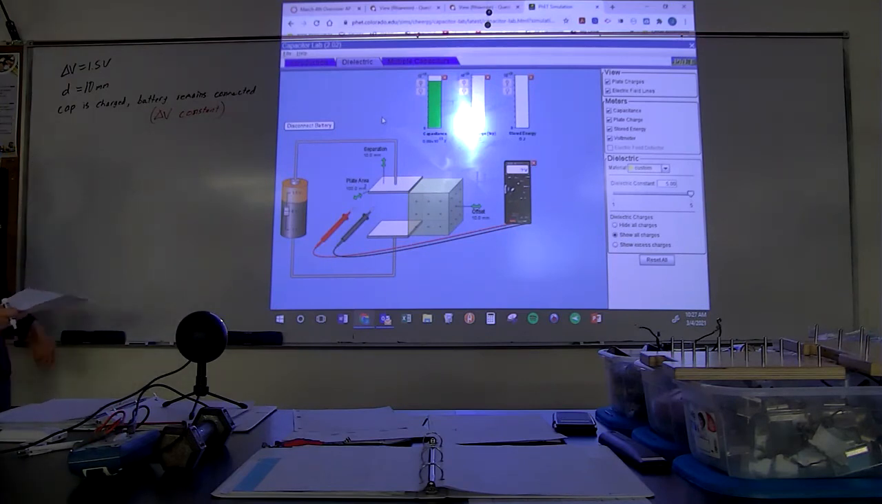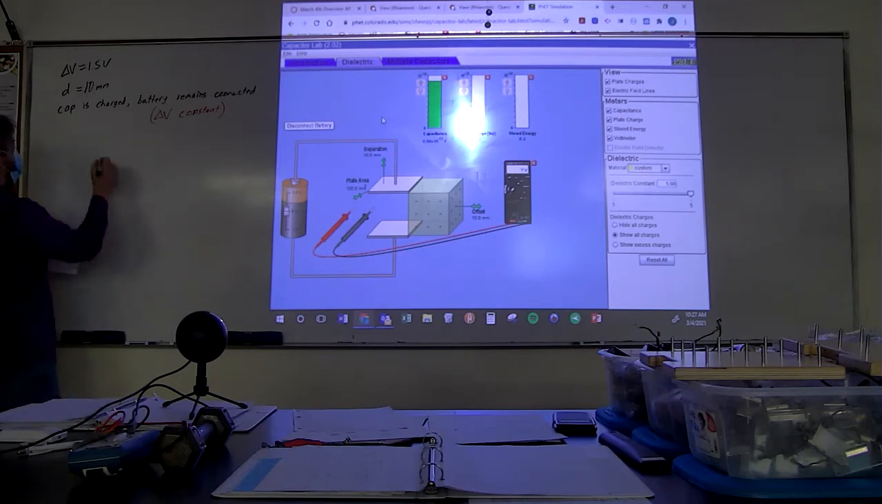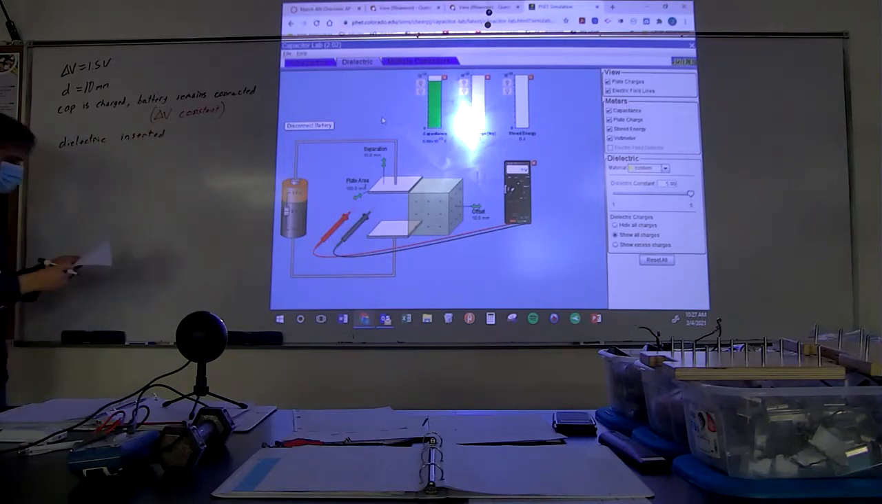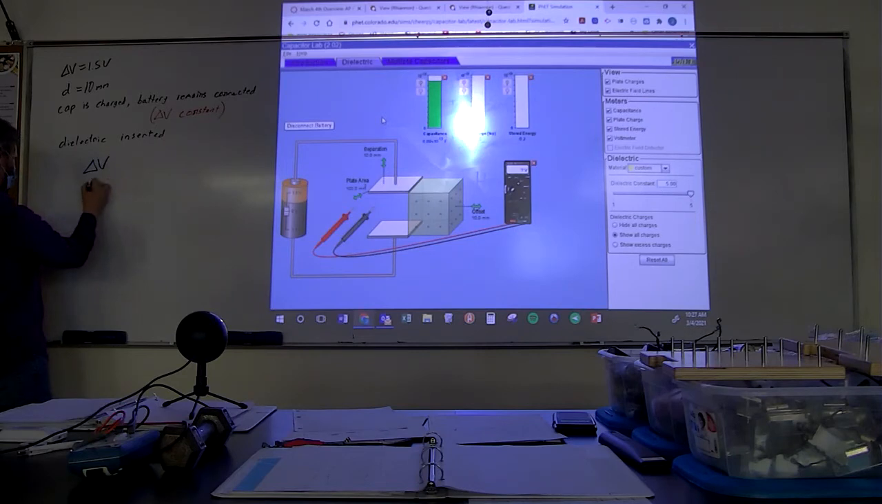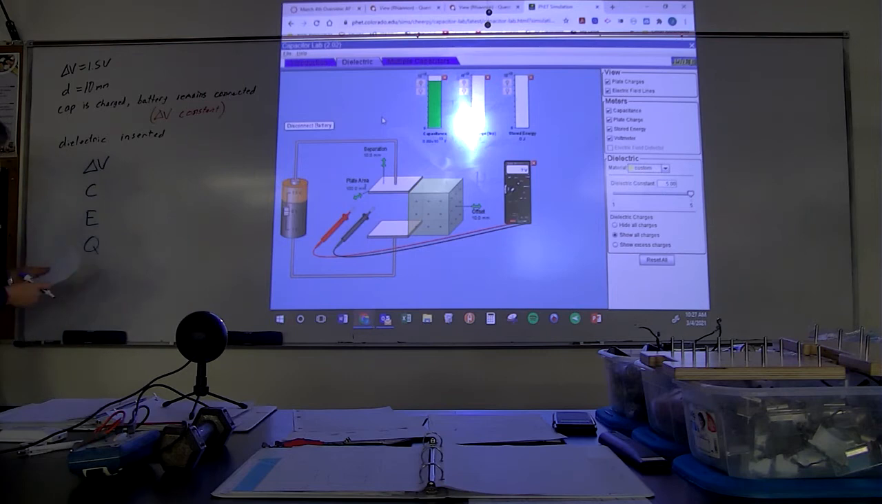All right, so plate spacing 10 millimeters. The capacitor is charged. The battery will remain connected. And I will insert a dielectric. And let's talk about what's going to happen to the same things. Let's talk first about what happens with the potential difference. Then we'll talk about what happens to the capacitance, the electric field, and the total charge. All that fun stuff.